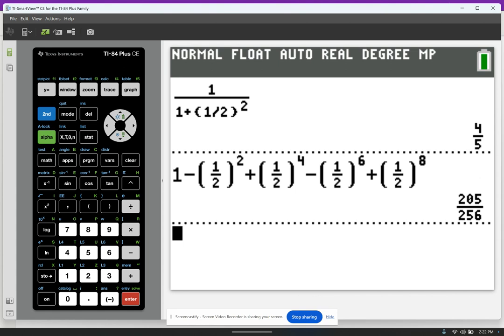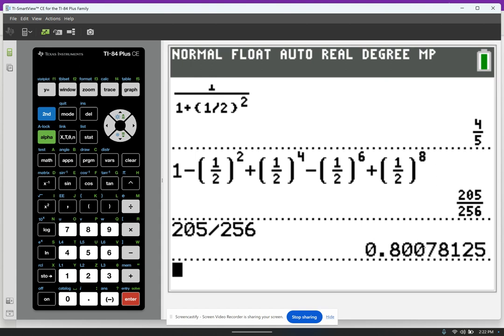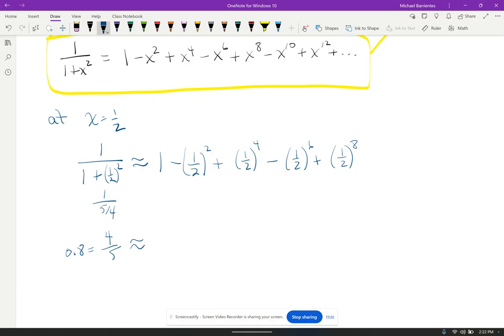And you're like, well, what the heck is that number? I don't know. What is 205 divided by 256? And my answer is, hey, pretty accurate. 0.80078, right? So this is about 0.80078. This is the actual answer. This is my estimate. And if I round to 3 decimal places, it's exactly the same. That's a pretty good estimate.